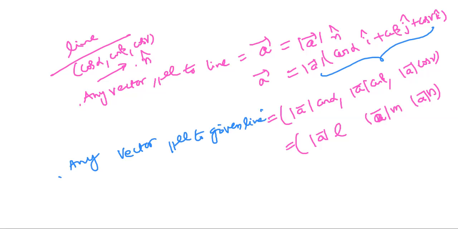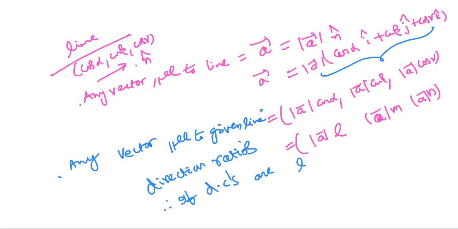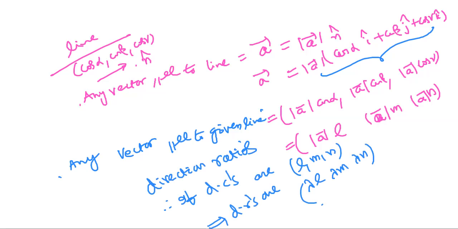In fact, as you can see, they are all the same scalar multiple of cos alpha, cos beta, cos gamma, or L, M, N. These are known as direction ratios, because when you take the ratio, they will be in the same ratio as that of the DCs. In other words, if the DCs are, say, L, M, N, then the DRs are nothing but scalar multiples: lambda L, lambda M, lambda N, where lambda is a scalar, which is mod A in this case, for example. But mod A can be anything.